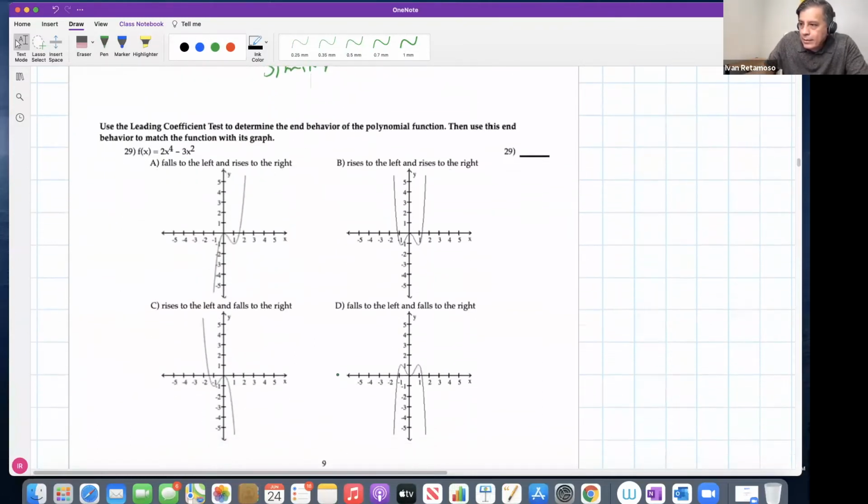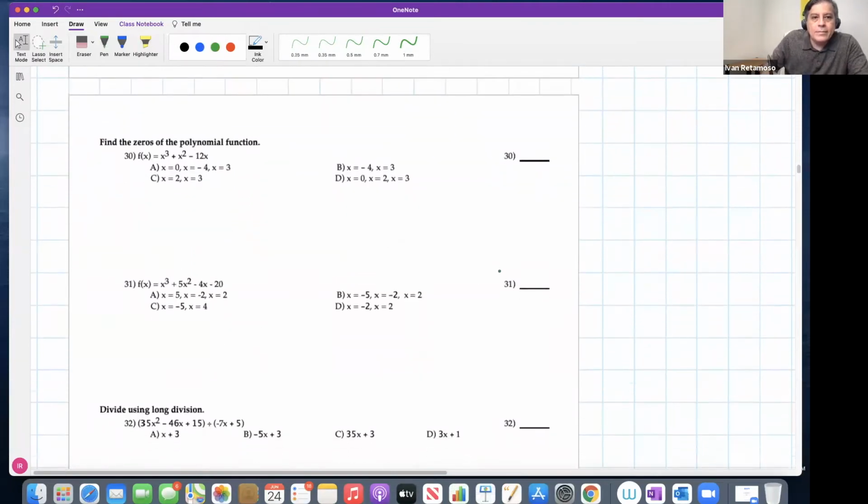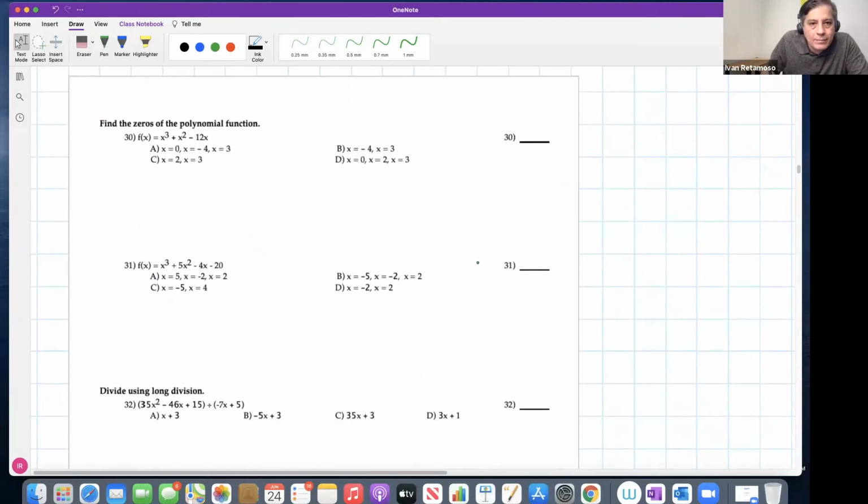This one also, I would say, is similar to the first one that we did. Let's use the sheet. We reached this part that is about finding zeros of a polynomial function. Let's say they want you to figure out the zeros of this polynomial function.